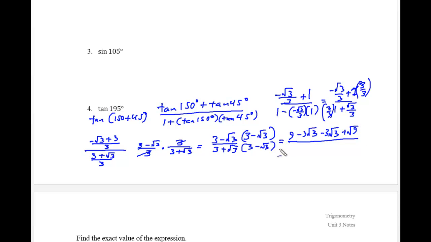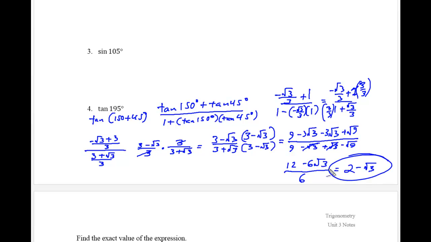Now down below here, what we have here is 3 times 3 is 9. I have a negative square root of 3. I have a positive square root of 3. And then I have a negative square root of 9. I'm going to do some simplification. In my numerator here, this is 9 plus 3, so that's 12, minus 6 square roots of 3. Now down here, these square roots of 3 simplify. 9 minus the square root of 9 is like saying 9 minus 3, which is 6. And going through one final simplification, 12 divided by 6 is 2, 6 divided by 6 is 1, so 2 minus the square root of 3 is your answer there.